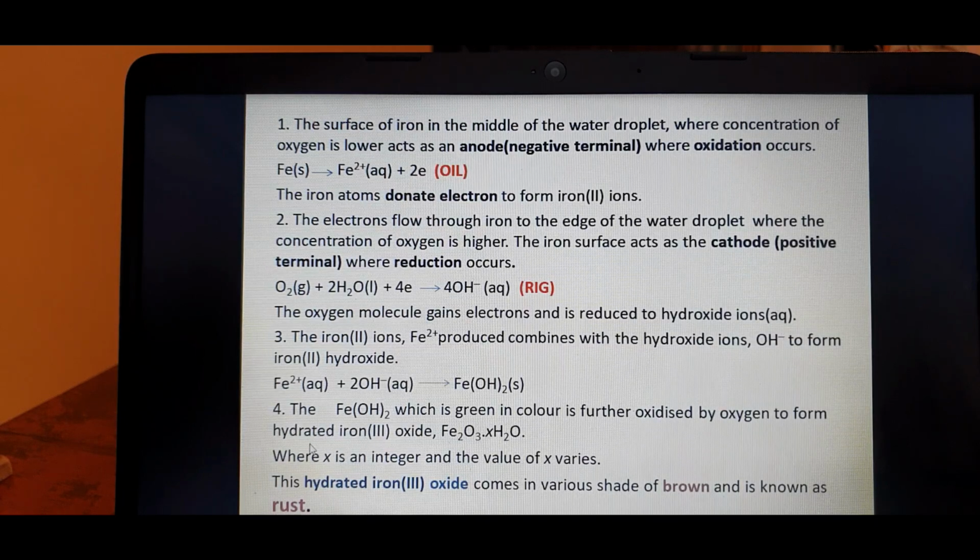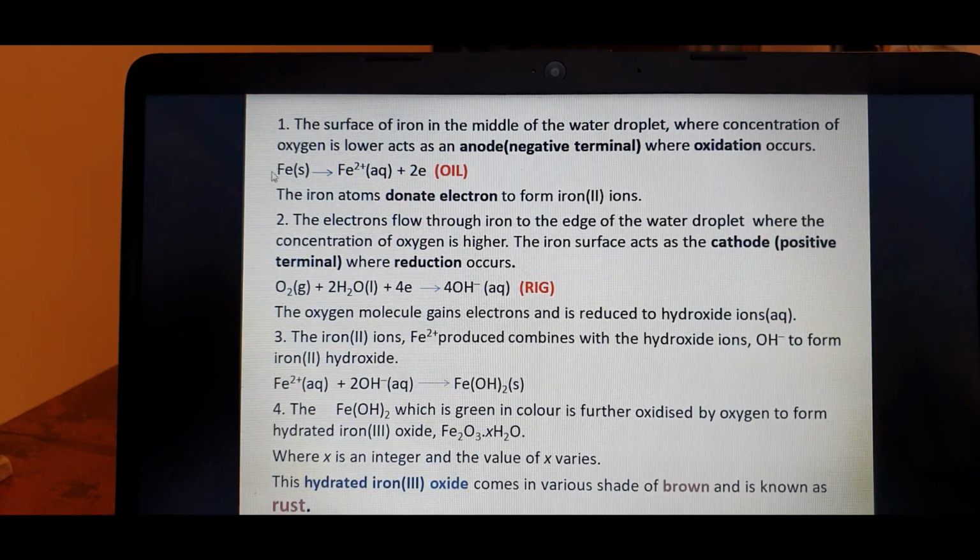Rust is hydrated iron(III) oxide, Fe2O3.xH2O. The x here is an integer, and the value of x varies according to where the rusting is taking place. This hydrated iron(III) oxide is brown in color and it is known as rust.